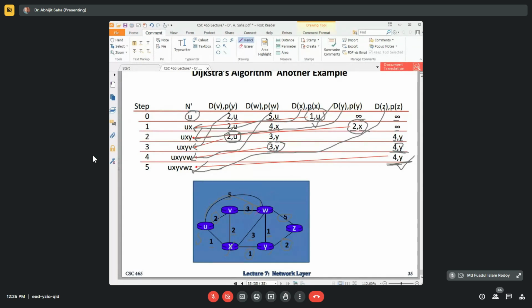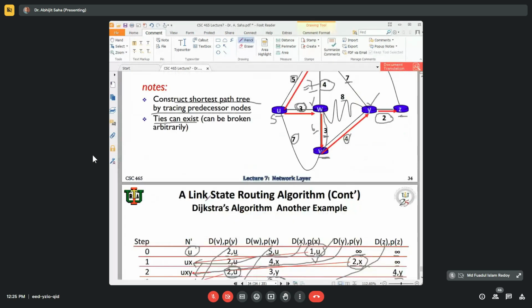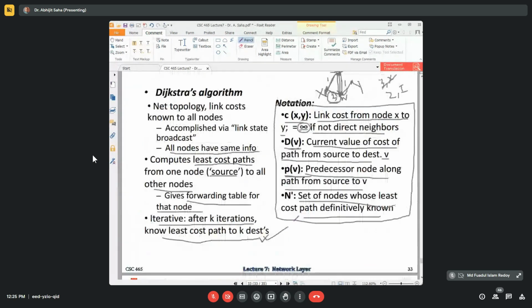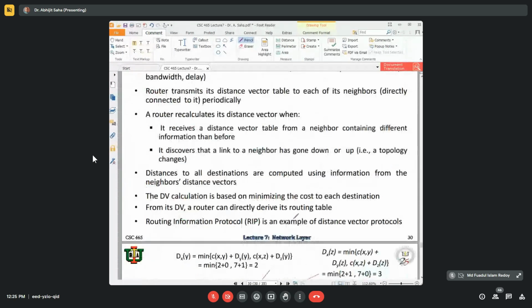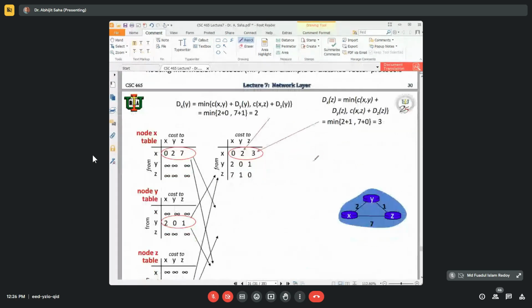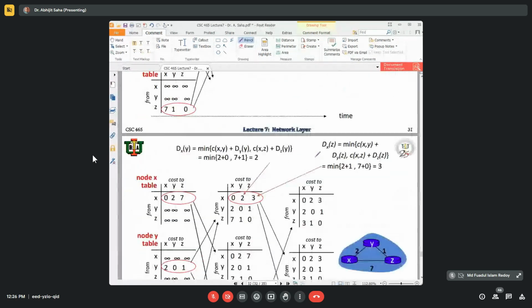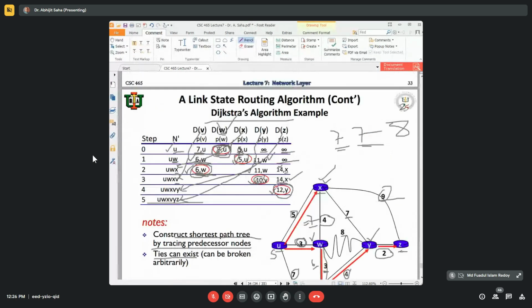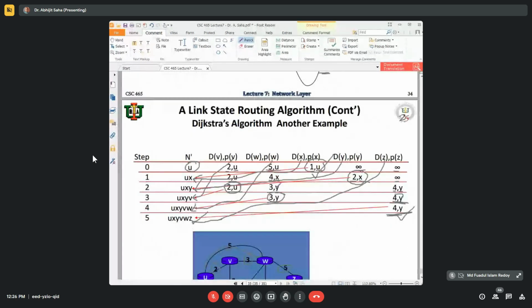Sir, you told us we have learned two algorithms, but here I can see we have learned one. Sir, which one is the other? So this is the link state routing protocol, the Dijkstra algorithm. And here we are studying the distance vector routing algorithm, the Bellman-Ford algorithm, right? Yes, sir. So these are two different algorithms. One is distance vector, one is link state. Understand? Yes, sir. Do you have any question about today's algorithm that we have discussed?